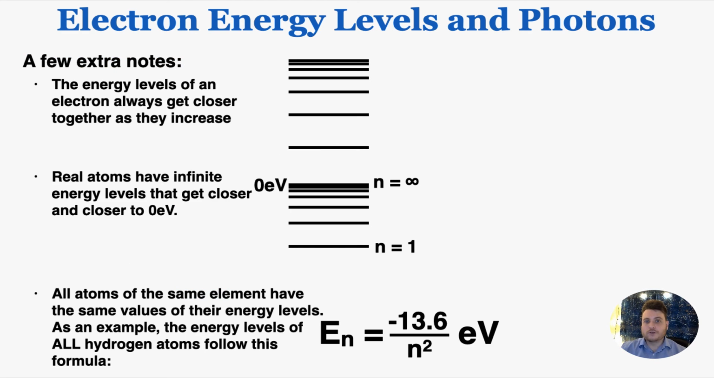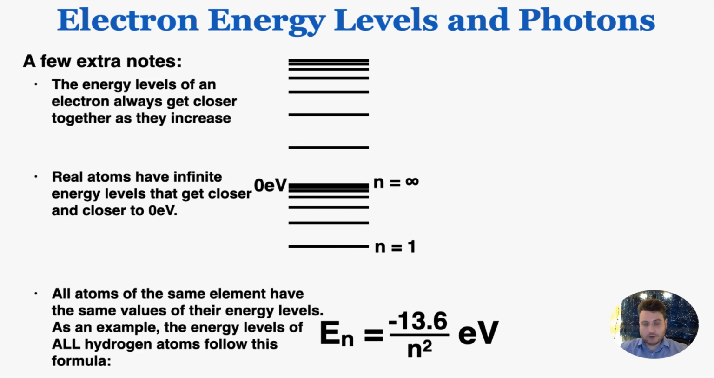These are just a few extra notes before we go. IB doesn't cover these specifically, but they still might be useful to know. The energy levels of an electron always get closer together as they increase. You may have noticed that pattern throughout the video. Real atoms actually have infinite energy levels that get closer and closer and closer to zero. So they kind of asymptotically approach 0 electron volts. And there's always an infinite number of them as they get closer and closer to 0. So we sometimes refer to the 0 electron volt line as n equals infinity. It's the infinitieth possible energy level because there's always an infinite number of energy levels leading up to it.